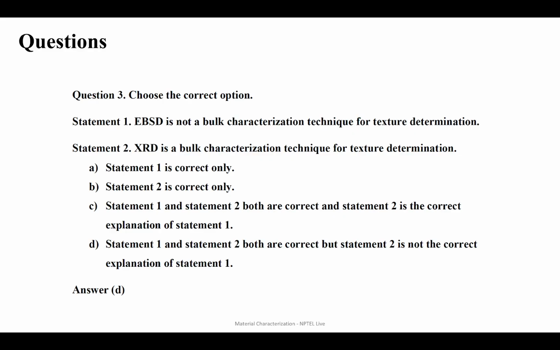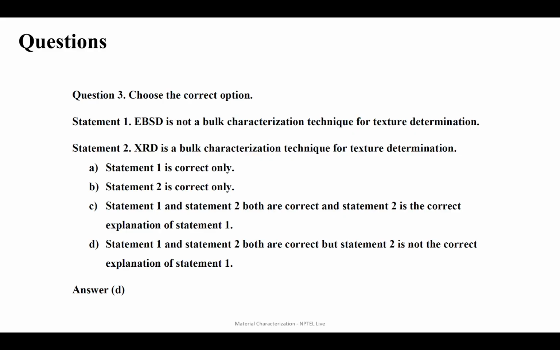That is correct. The answer would be D. So XRD is a bulk characterization technique for texture recognition because X-rays can penetrate deeper. I would say they can give you crystal information deeper into the sample, for several microns or 100 microns.